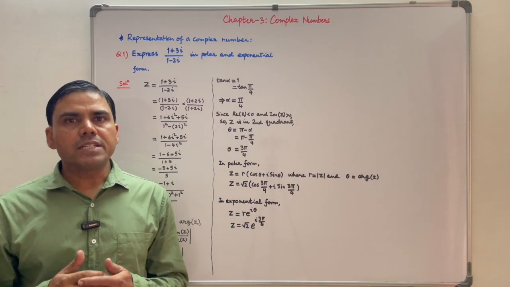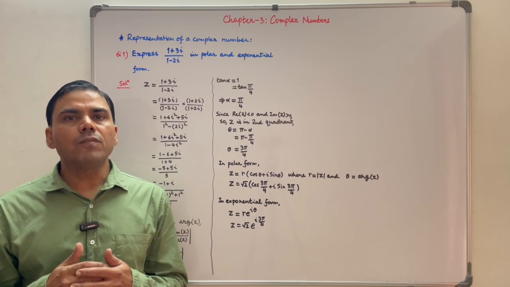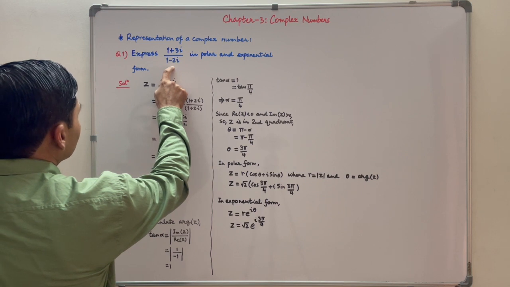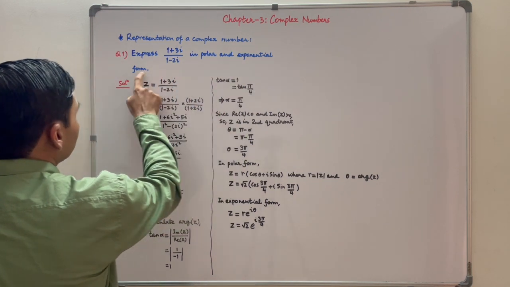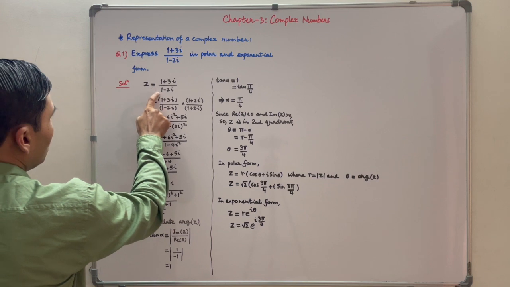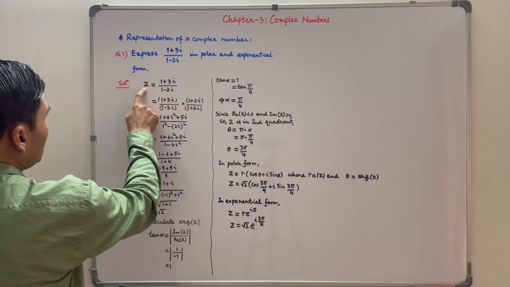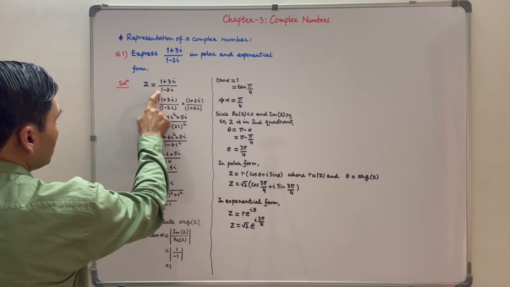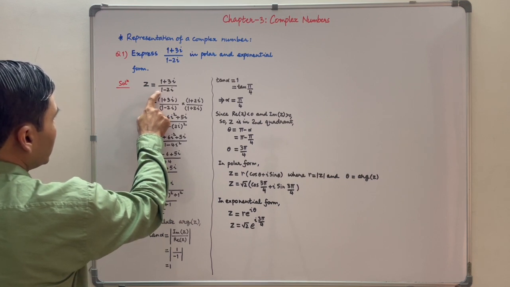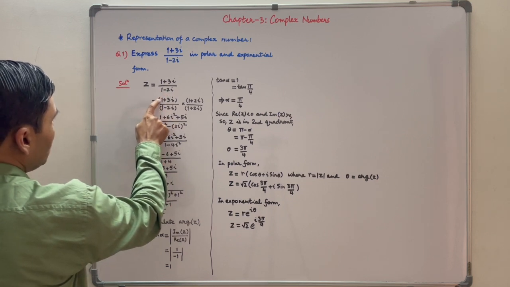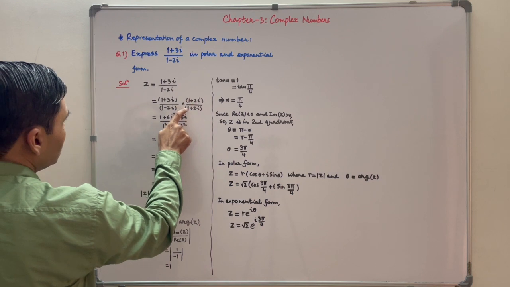Now let us see few questions based on representation of complex numbers. First question, express 1 plus 3i upon 1 minus 2i in polar and exponential form. Suppose z is equal to 1 plus 3i upon 1 minus 2i. First we will write z in standard form, that is z is equal to a plus ib. To do that, we will multiply both numerator and denominator with conjugate of denominator. Conjugate of denominator is 1 plus 2i. So we will multiply numerator and denominator with 1 plus 2i.